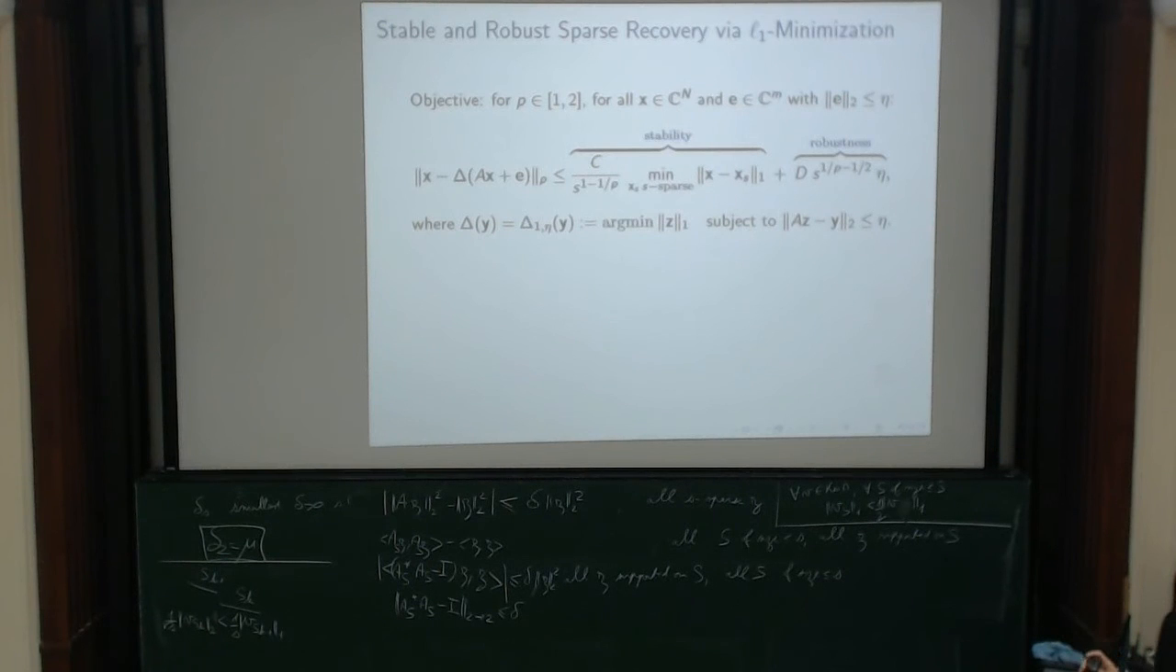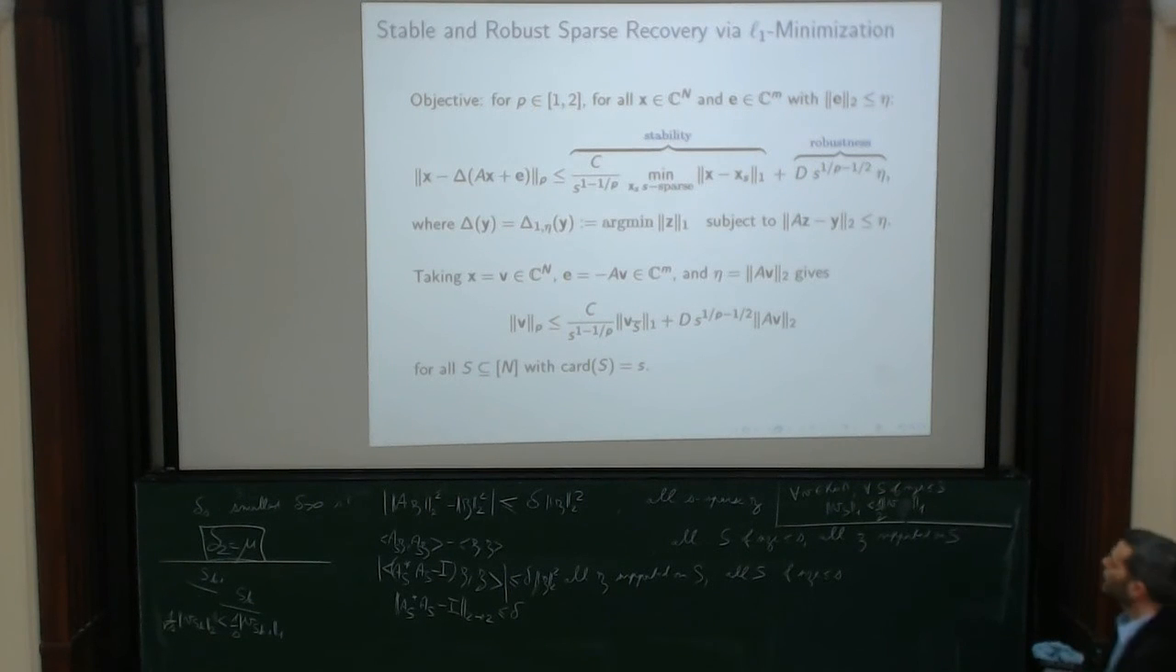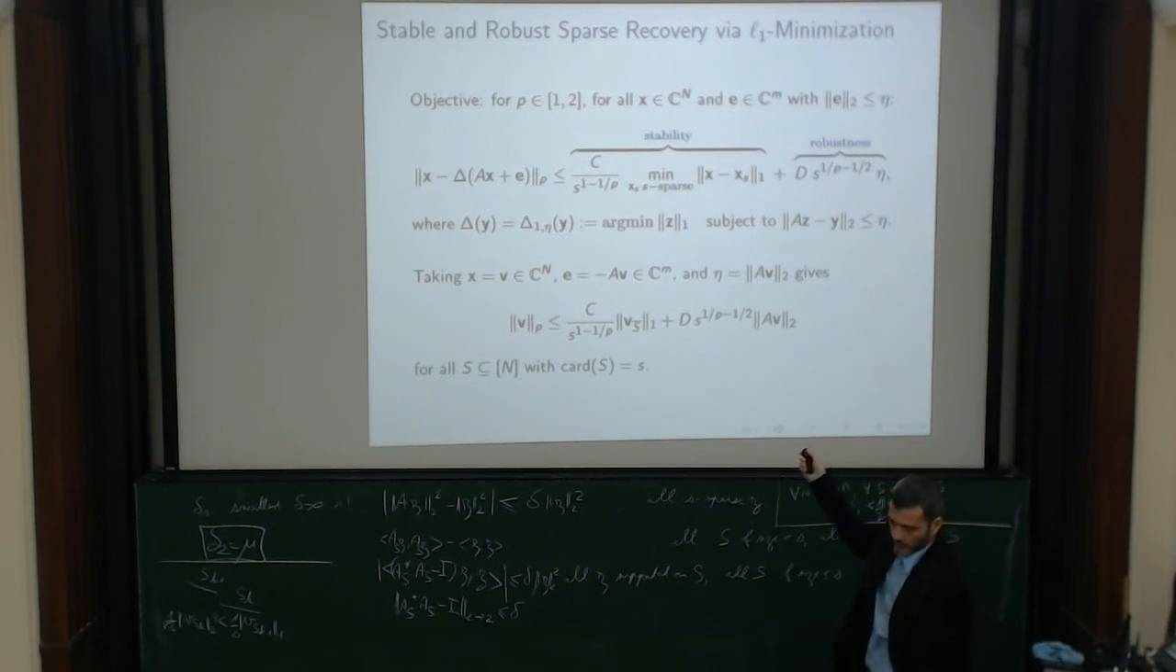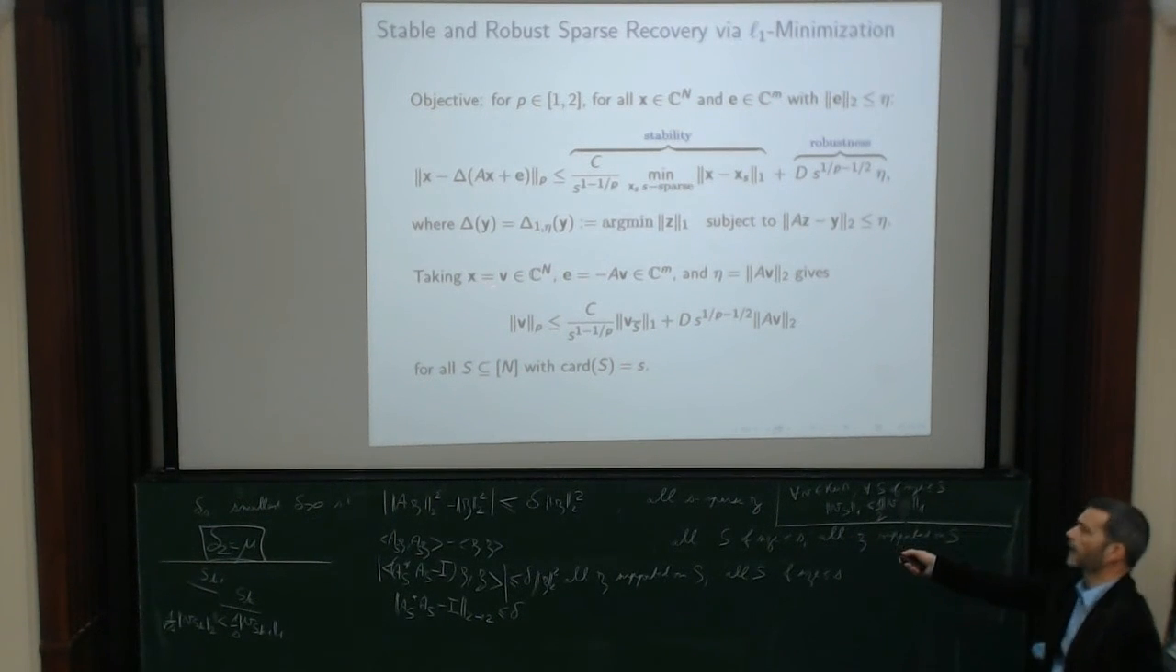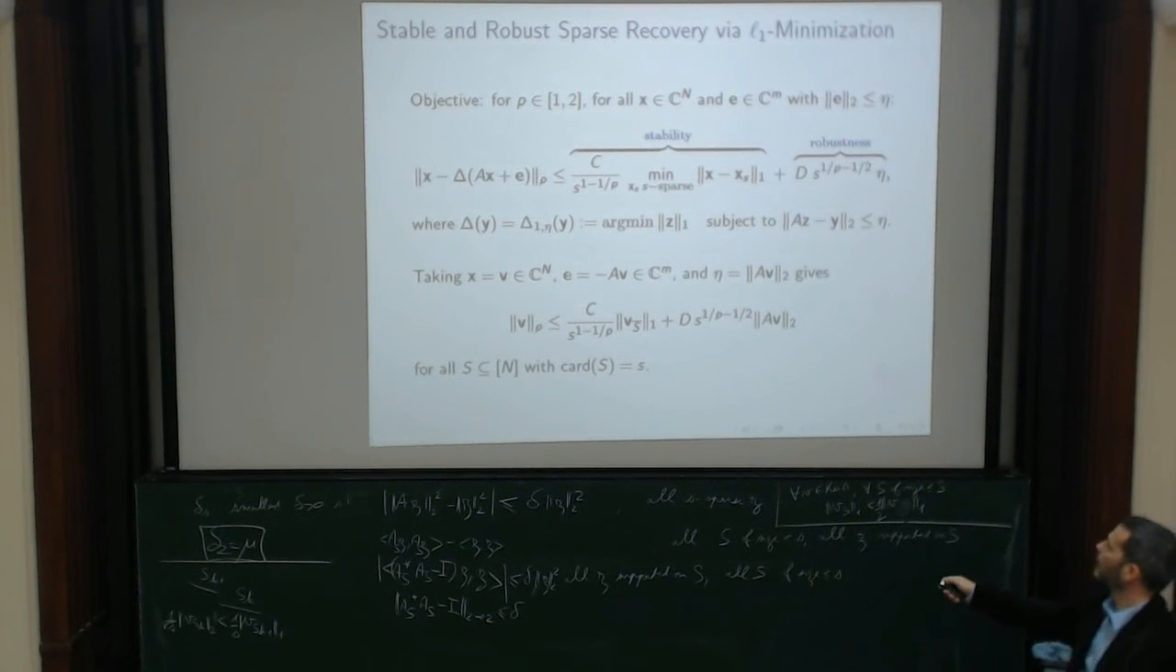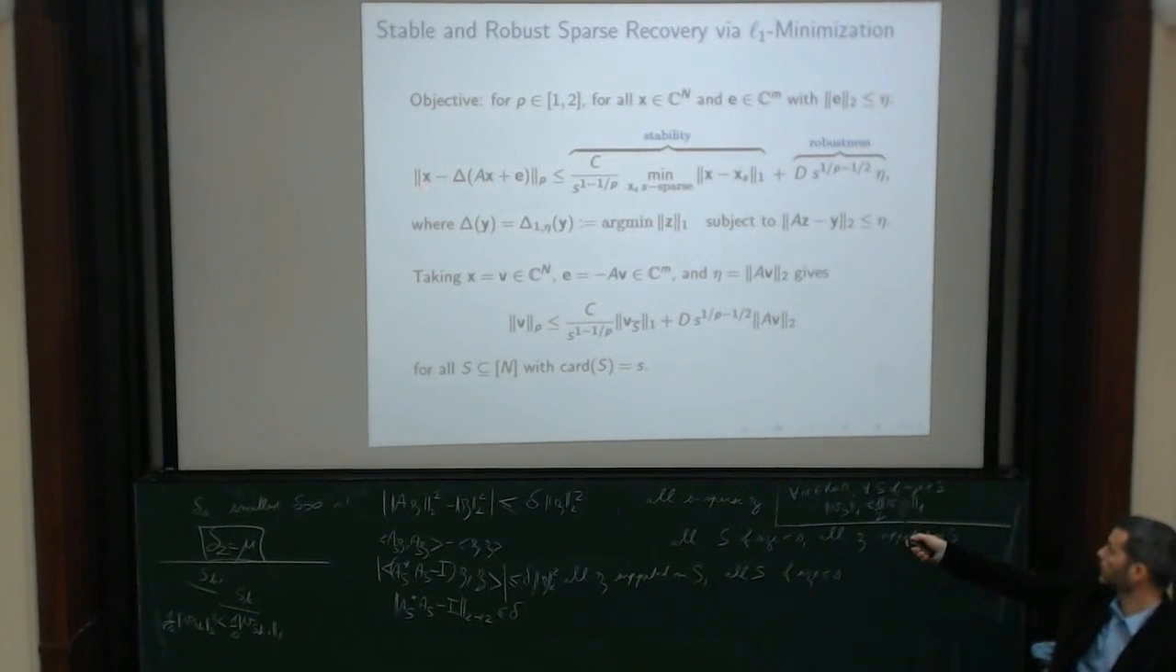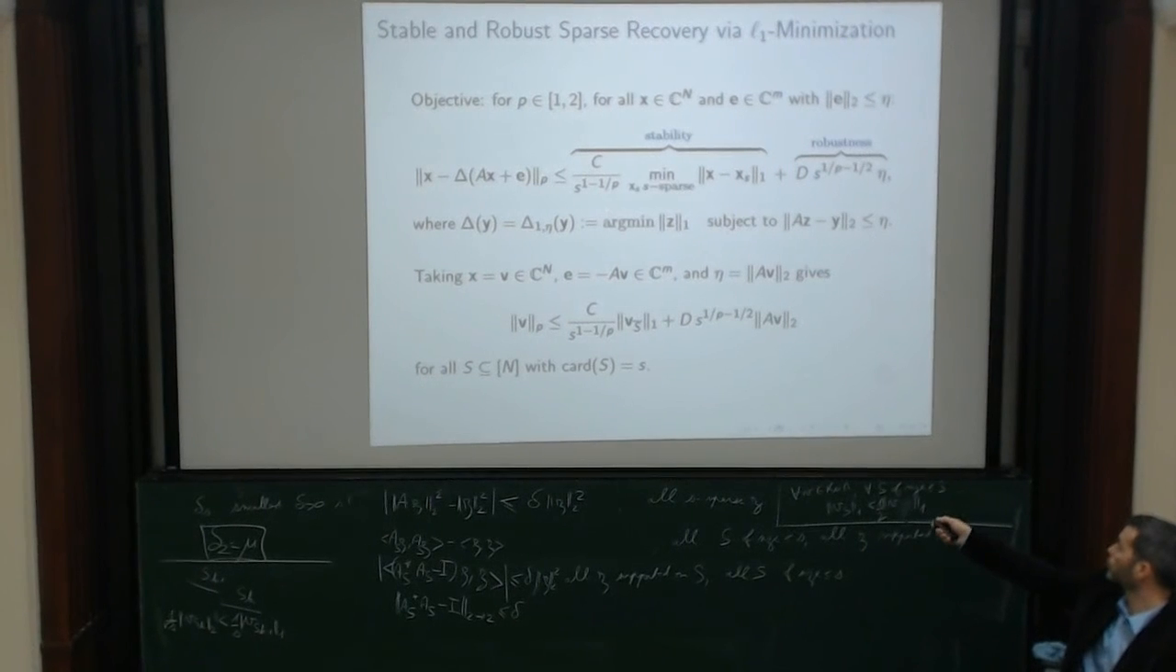All right? So this is basically the objective that we are targeting. It will be a bit long to explain why we want those factors, but basically we cannot do better. Suppose that this holds for every x, every e. If I take, for example, x, I will call it v. I think of v as something in the null space, although it won't be in the null space. For e, I can make every choice that I want. I would take minus Av, and eta, well, the norm of that. So Ax plus e will be 0. What you do for the minimization will give you 0 here. So you have v in Lp norm will have to be less than something.